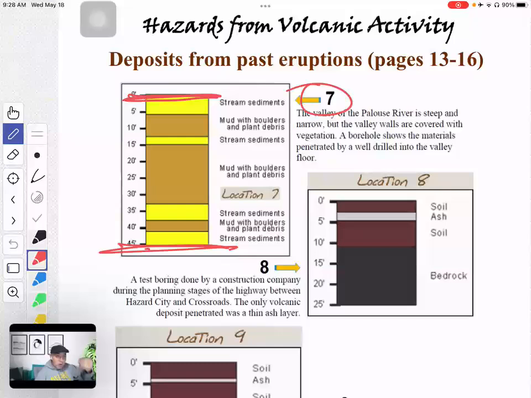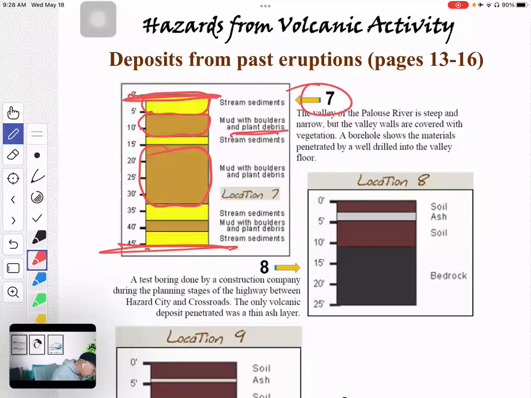So for example, number 7 here, you see that there is stream sediments there. So it's probably close to a stream. So there is active erosion by that stream taking place. But you also find some mud, layers of mud over here, indicating mud flows, especially if you have boulders and plant debris. That's an indication that there was a mud flow from a previous eruption that brought material to that location from that mud flow.